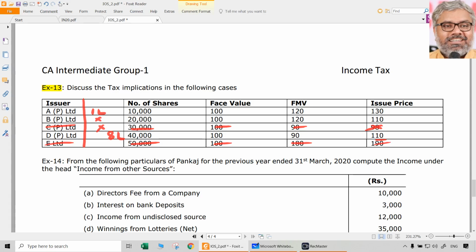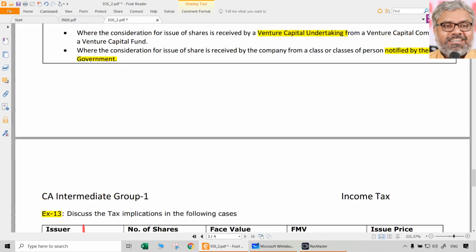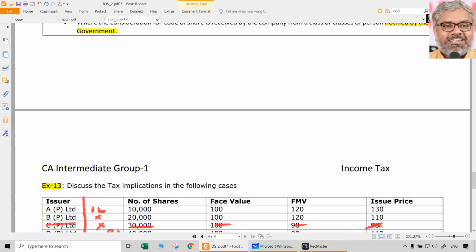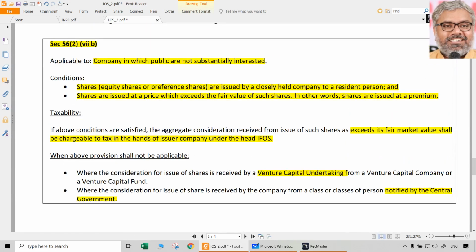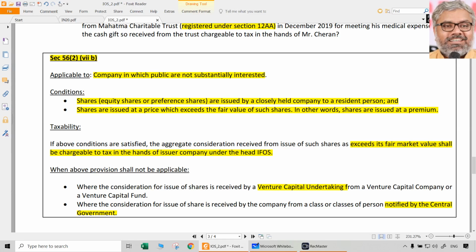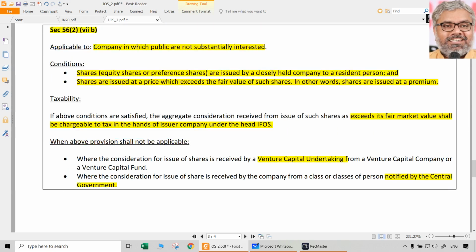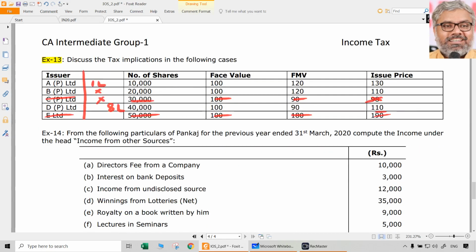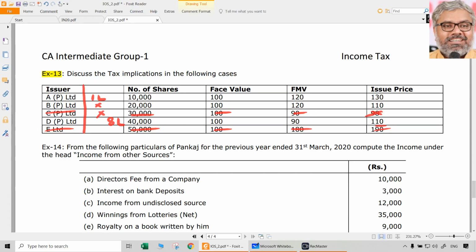Then E Limited, first of all, this provision is not applicable, because limited means we have to assume that it is a company in which public are substantially interested. It is a company where this provision is not applicable, assuming it is a listed company. Of course, by the way, that is the reason I always tell, limited does not make it a company in which public are substantially interested. But private limited definitely makes a company in which public are not substantially interested. So that is why private limited is not something that we can really look at. We have to look at the facts of the case.